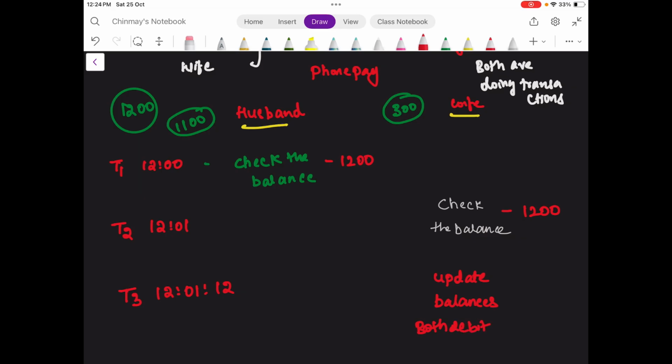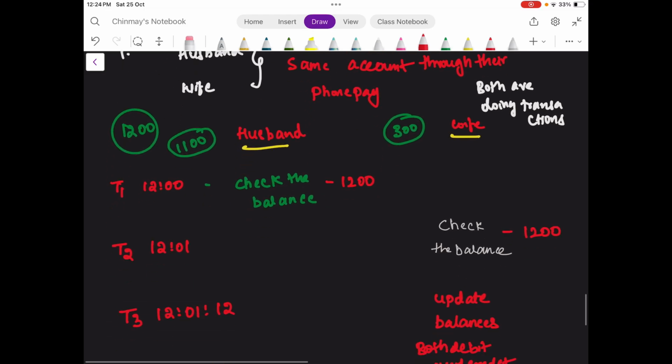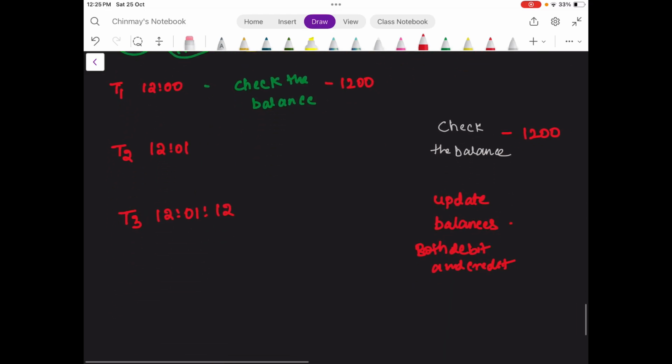Both debit and credit, credit to some shopkeeper also. Now the balance that exists in the account is 900 only. At time T4, 12:01:59, the transaction is committed. The transaction is successfully committed.